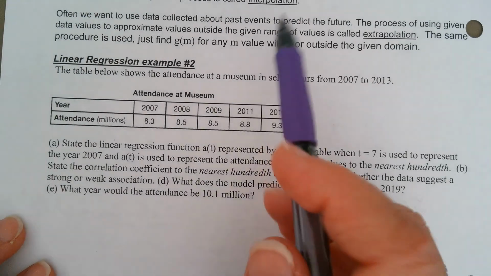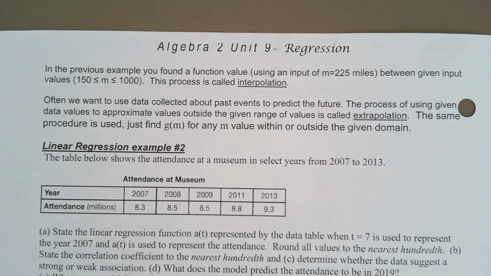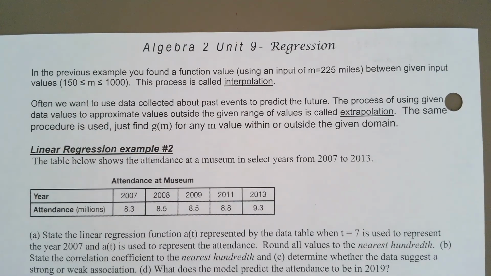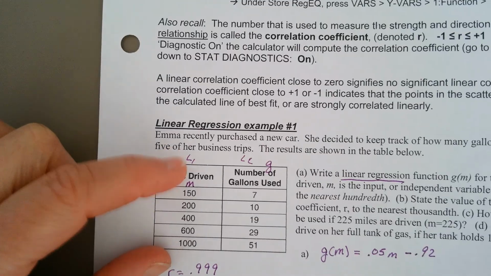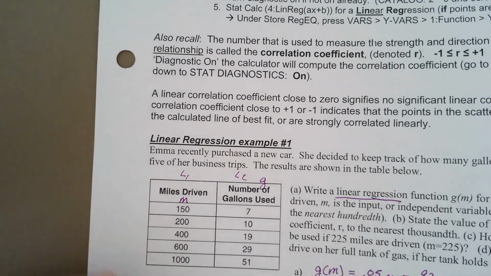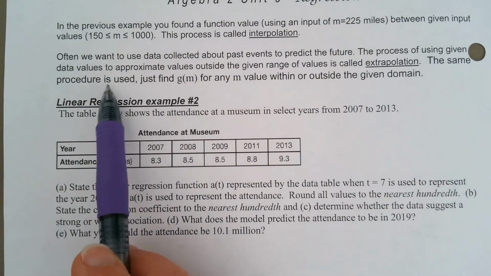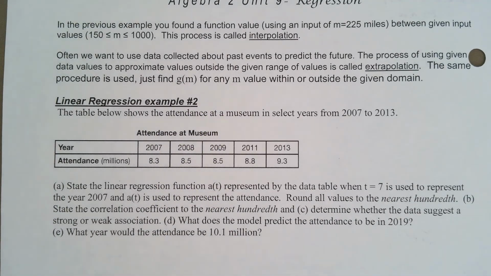So in that example, we found the function value using an input of M equals 225, between given input values of 150 and 1,000, which is called interpolation because the value of M was between our given values. If we were to go outside of what was given to us, that is called extrapolation. The process of using given data values to approximate values outside the given range of values is called extrapolation.